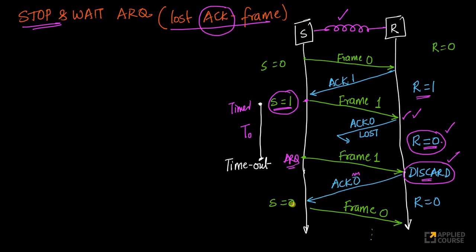If this ACK0 successfully reaches here, remember, during this whole period my variable S will be equal to 1. ACK0 basically means I've received frame 1 successfully and please send frame 0. So the sender changes its variable to S equals 0 and sends frame 0. This is how it works. This is called the lost acknowledgement frame case. Very interesting case.